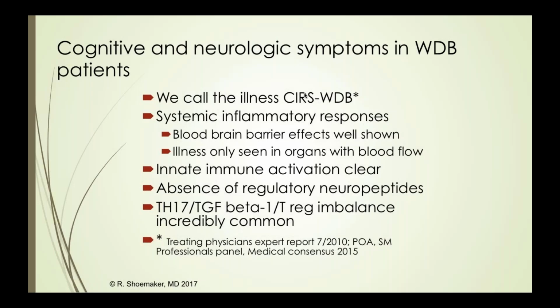So again, the cognitive and neurologic symptoms I think are really important to identify. And it's a systemic inflammatory response because of this innate immune activation. There's decline or changes in these regulatory neuropeptides, which I'll talk about in a little more detail. Alterations in other aspects of immune response, including Th17 cells, which express TGF-beta 1, which in turn creates imbalances in T regulatory cells.